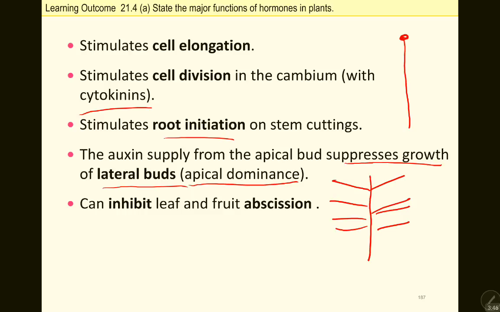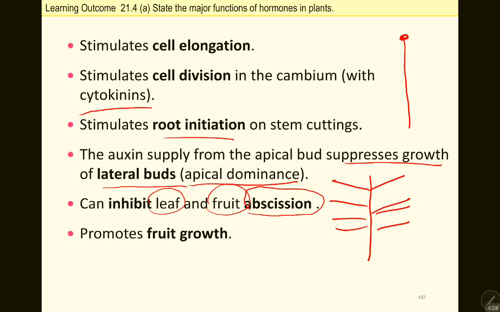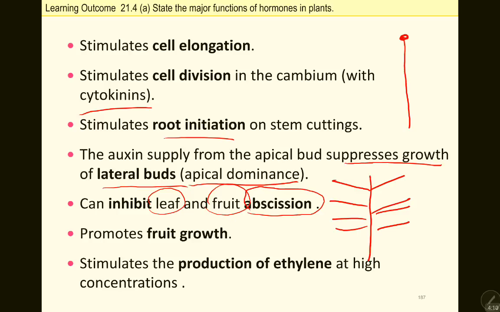Okay, next one, they can inhibit leaf and fruit abscission. What does abscission mean? Keguguran. Keguguran daun dengan buah-buahan. So they can inhibit it. Next one, they promote the fruit to grow. As well as they stimulate production of ethylene at high concentration. So this is another hormone that we will learn later.